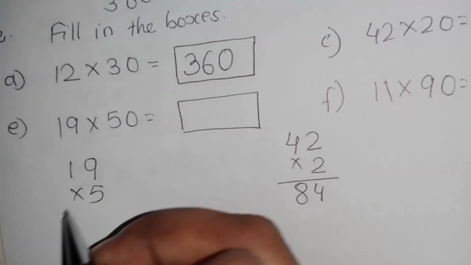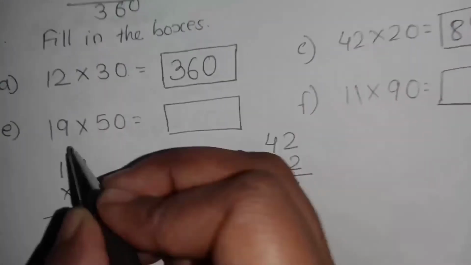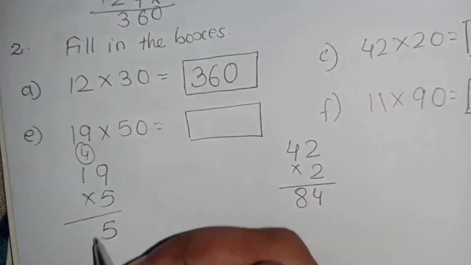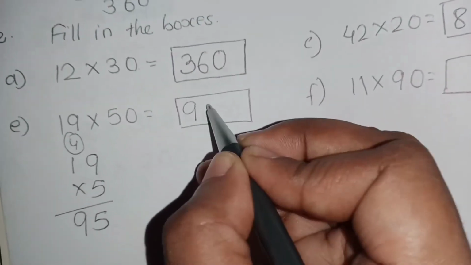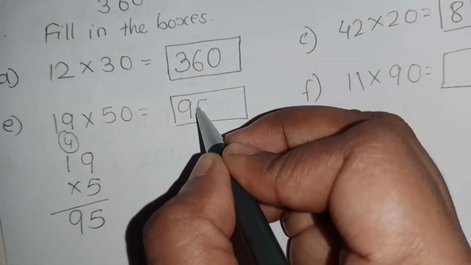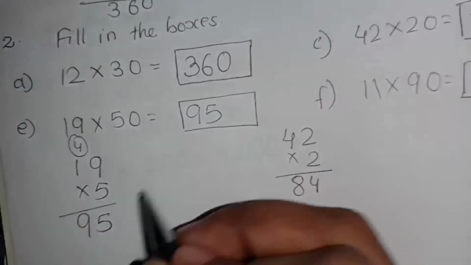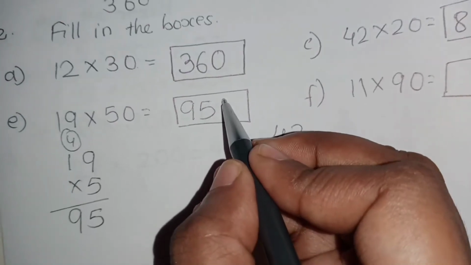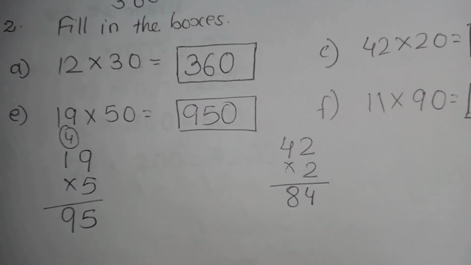Multiply by 5. 9 5 is 45. 5 we will write here, 4 is carry. 5 1 is 5 plus 4 is 9. So 95. 19 into 5 is how much? 95. And we will add this 0 to the right hand side.